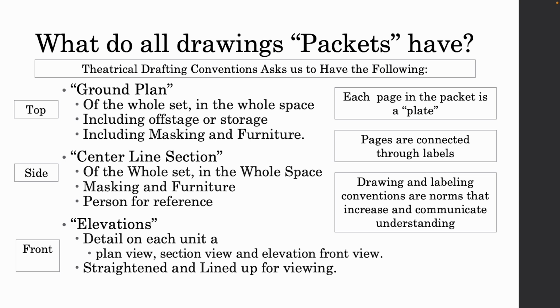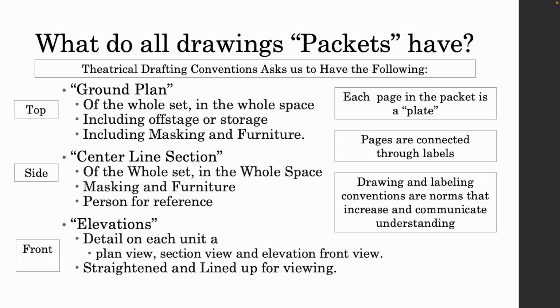A ground plan is the whole set in the whole space, including offstage or storage that's around for all of the materials that you're going to be using in the show, including masking and furniture. It's an overall picture of what's happening. So that kind of top view is what we're doing of the whole stage. It's also sometimes thought of as like a footprint or a floor plan, and we'll get into more detail about what that means later, but this is a required overall big view. The centerline section is also an overall big view with the whole set, the whole space, masking and furniture, and a person for reference so that we understand size as soon as we look at this piece.